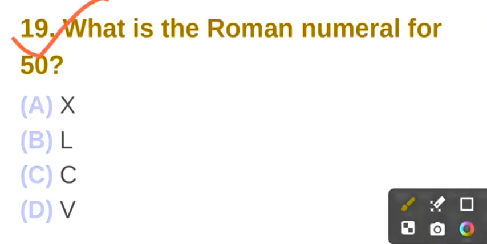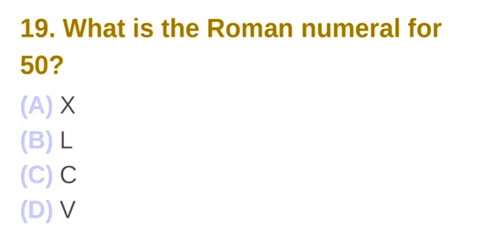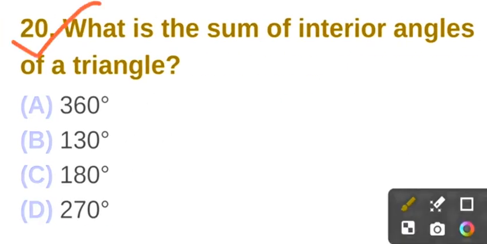Question number 19. What is the Roman numeral for 50? The correct answer is option B, L. Question number 20. What is the sum of interior angles of a triangle? The correct answer is option C, 180 degrees.